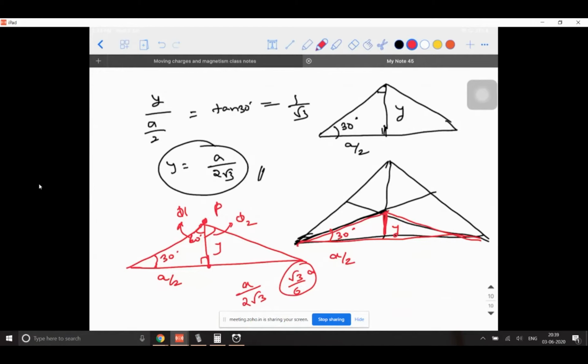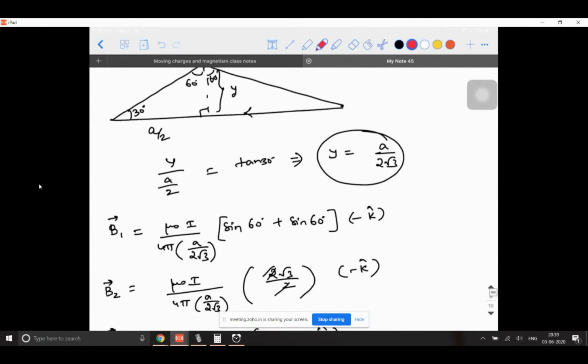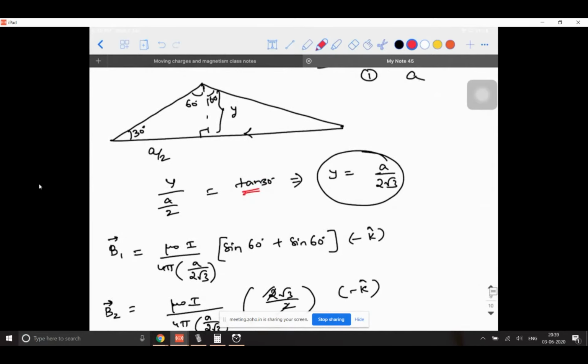Yeah, and then you took sine 30, sir. I didn't understand why you took sine 30. Where did I take sine? I never took sine 30. I took tan 30. This is a right angle triangle, no? In this right angle triangle, if I ask you what is tan 30, it is opposite by adjacent. That's what I wrote. Nothing else I did. Okay, sir, got it.